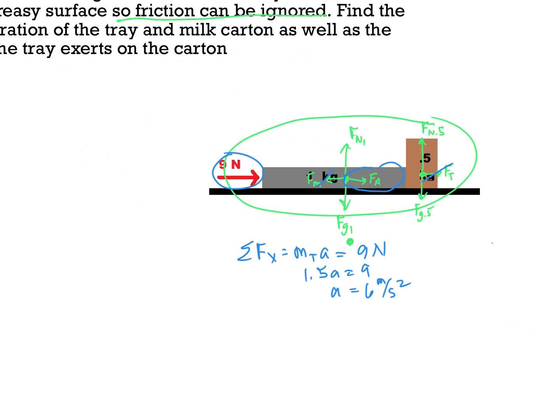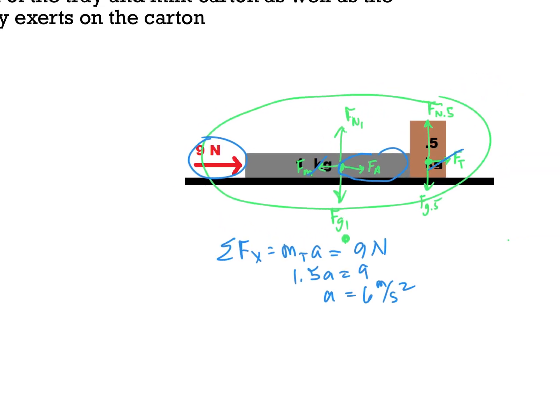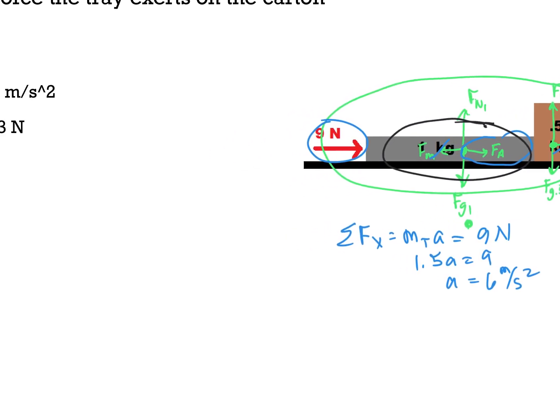So now it wants to know the force the tray exerts on the carton. Okay, so now I'm just going to deal with one of the blocks. Let's say this one. Doesn't matter which one you pick. So we're doing the 1 kilogram. For part B, the sum of the forces is equal to the mass of the 1 times the acceleration. And we're pretty sure it's accelerating that way, which means it's the force applied minus the force of the milk back on that guy.